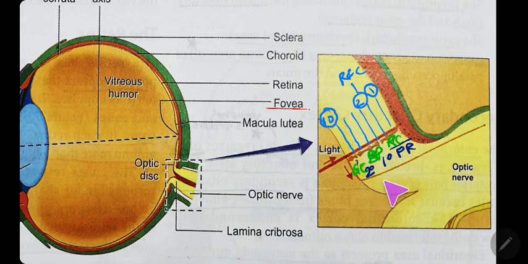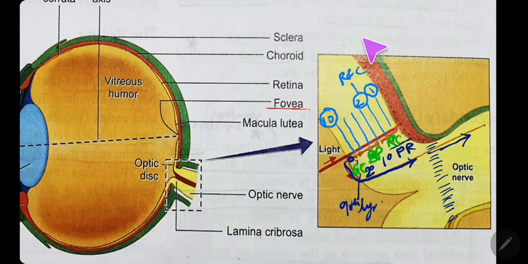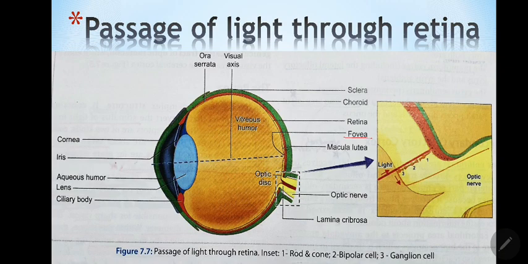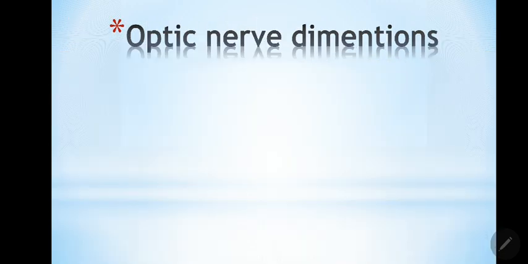So the central fibers of the second order neurons move towards the optic disc and then pass along the optic nerve, passing through the cribriform lamina and emerging out in the optic nerve. So the optic nerve is formed by the central processes of the second order neurons of the ganglionic cell layer. These neurons form the ninth layer, and the inner one, the 10th layer, is the internal limiting membrane. Okay, so that was about the passage of light through the retina. Next is about optic nerve dimensions.